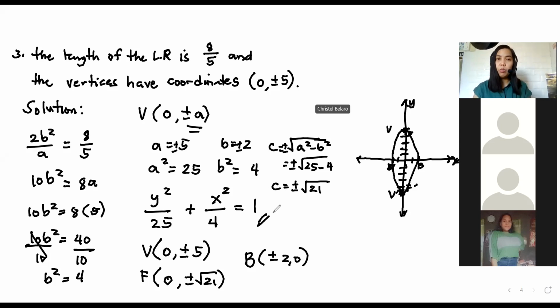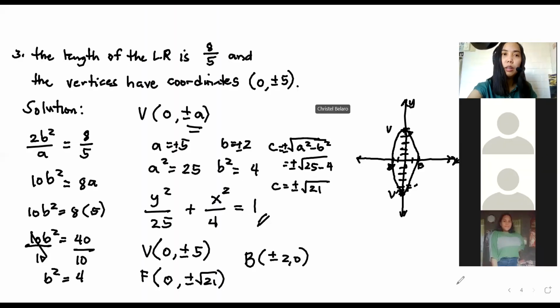y squared over 25 plus x squared over 4 equals 1. Question. Do you have questions on example number 3? Wala po sa akin.